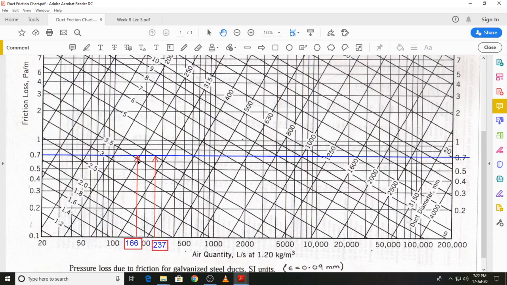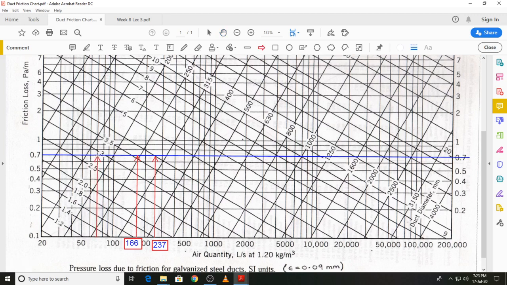This time the velocity is somewhat above 3.5 meters per second, just around what I have marked out as 3.6 in the table. Then the third volume flow rate is 71 liters per second. So that's over here.